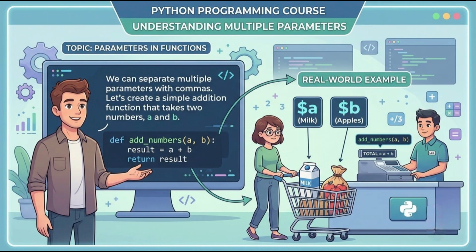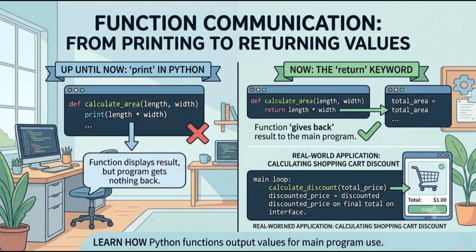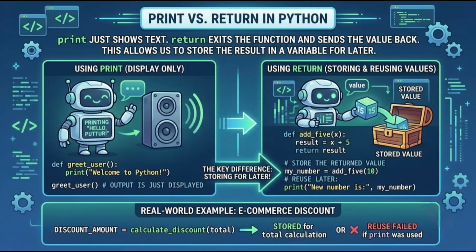We can separate multiple parameters with commas. Let's create a simple addition function that takes two numbers, a and b. Up until now, we've used print. But in real-world apps, functions need to give back a result to the main program using return. Print just shows text. Return exits the function and sends the value back. This allows us to store the result in a variable for later.